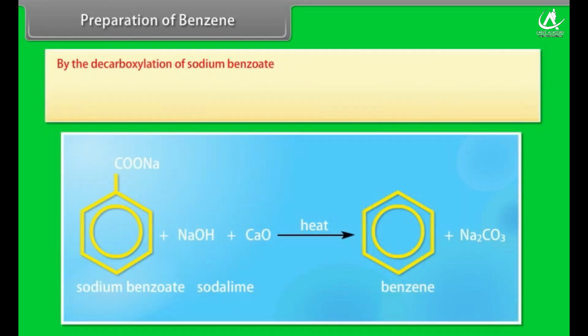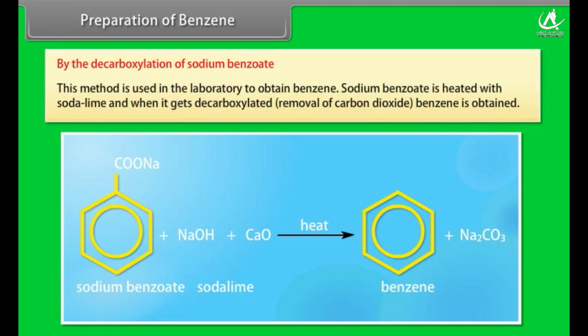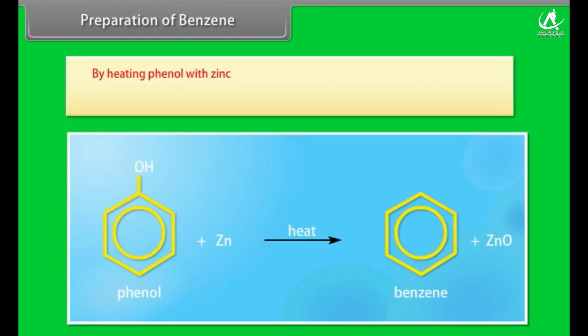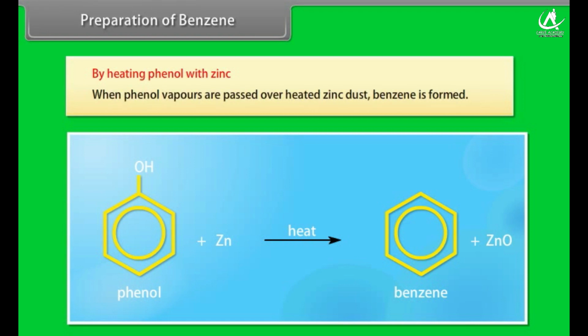Preparation of benzene by the decarboxylation of sodium benzoate. This method is used in the laboratory to obtain benzene. Sodium benzoate is heated with soda lime, and when it gets decarboxylated, that is, carbon dioxide is removed, benzene is obtained. By heating phenol with zinc: when phenol vapors are passed over heated zinc dust, benzene is formed.